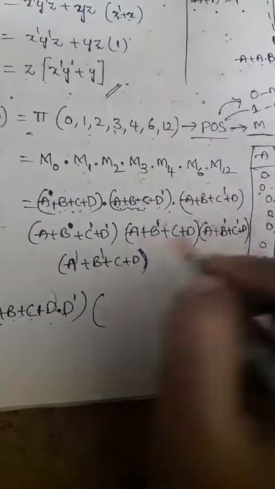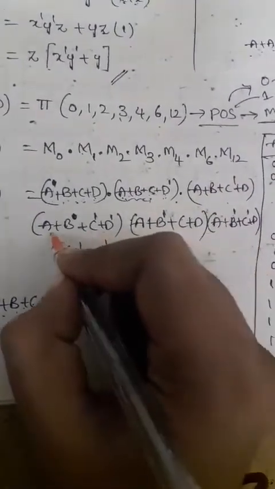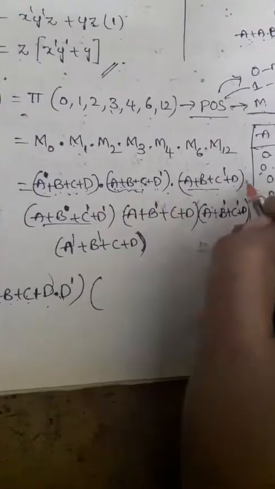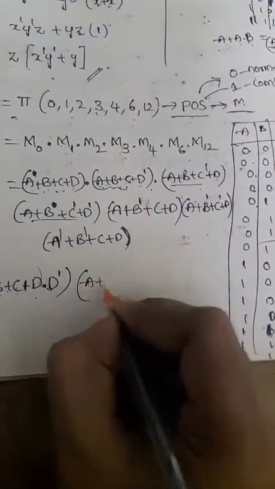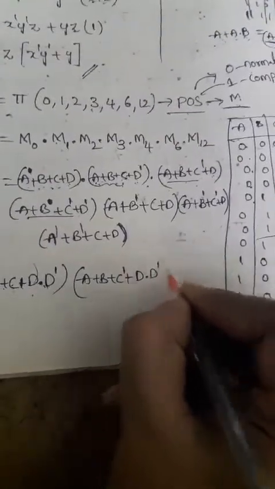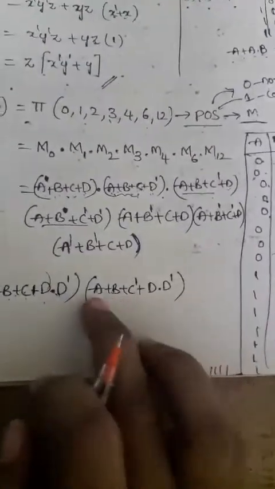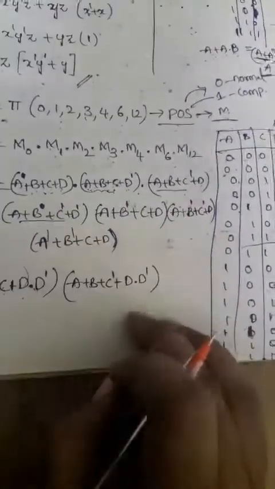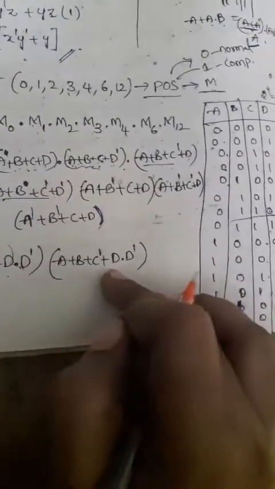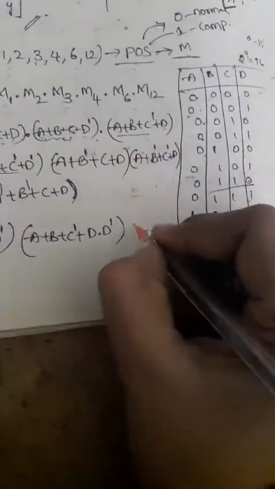So that's why I can simplify it by using the distributive law. For the third and fourth terms, again the first three variables will be the same. Only the fourth variable changes. So I can write a plus b plus c complement as it is, and the remaining is d into d complement. Again you have to simplify this: a plus b plus c complement plus d, the first term is coming, and the next one is a plus b plus c complement plus d complement. So we have to write it like that also.